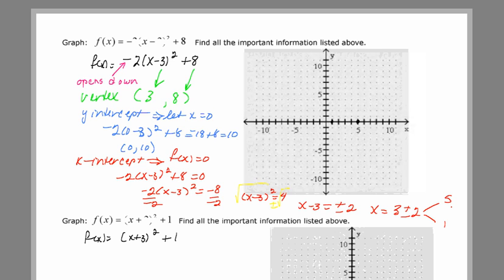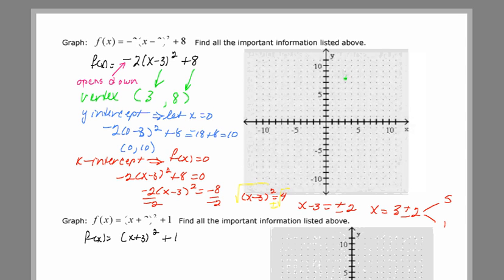Obviously, they're not that easy to find. They involve us having to work through solving quadratic equations. And this is one type of technique we can use to solve that quadratic equation. Now let's look at graphing this out. Let's first plot the vertex. So the vertex is 3, 8, so I'll go over 3 and up 8 and plot that vertex.